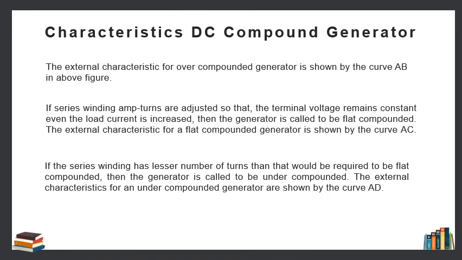If the series winding has a lesser number of turns than that required for a flat compound, then the generator is said to be under compounded. The external characteristics for an under compounded generator are shown by the curve AD. So for the DC compound generator, the external characteristics is divided into three types: over compound, flat compound, or under compound.